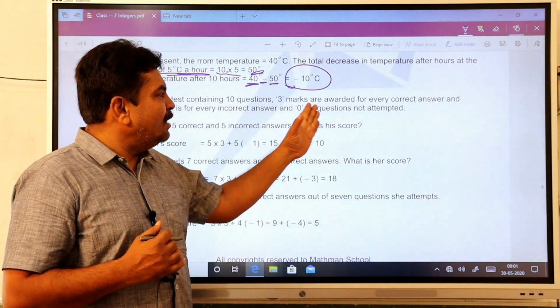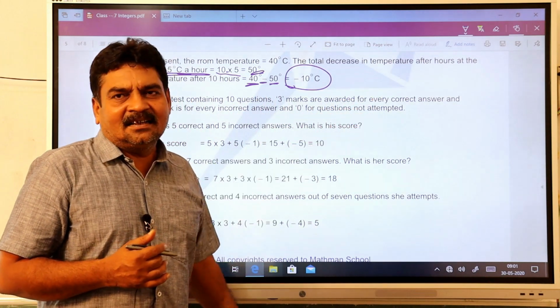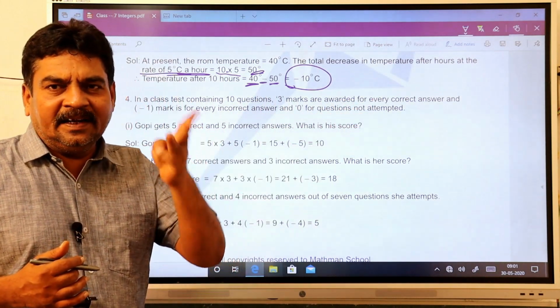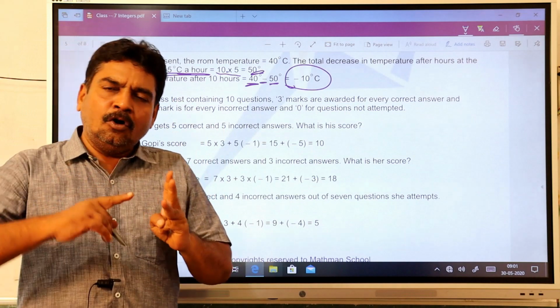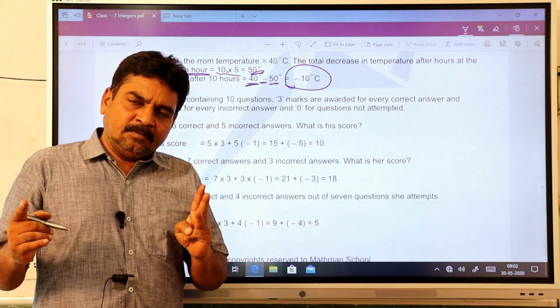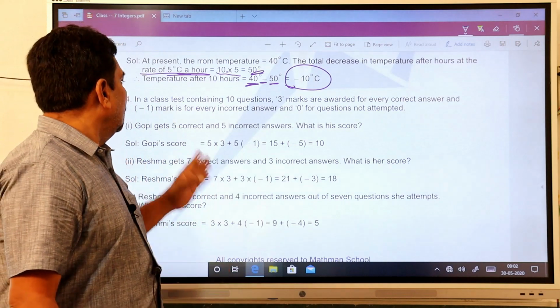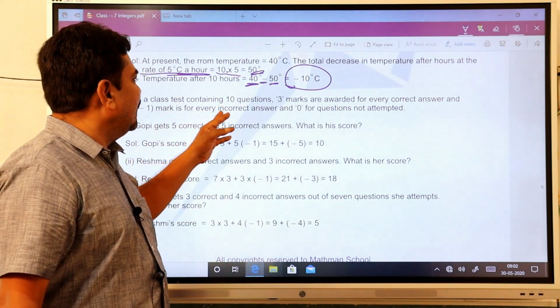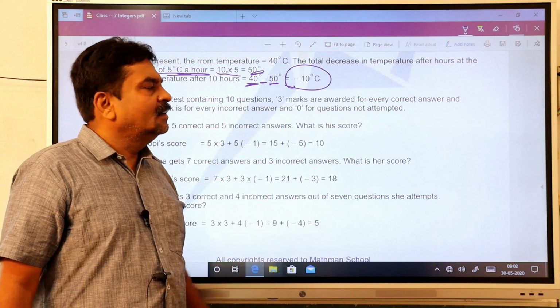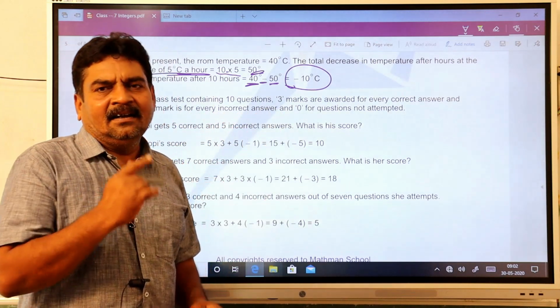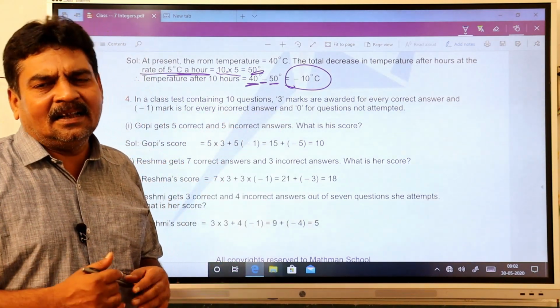test. 3 marks are awarded for every correct answer. Means if you do all 10 questions correct, then you get 30 marks. Minus 1 mark for every incorrect answer.